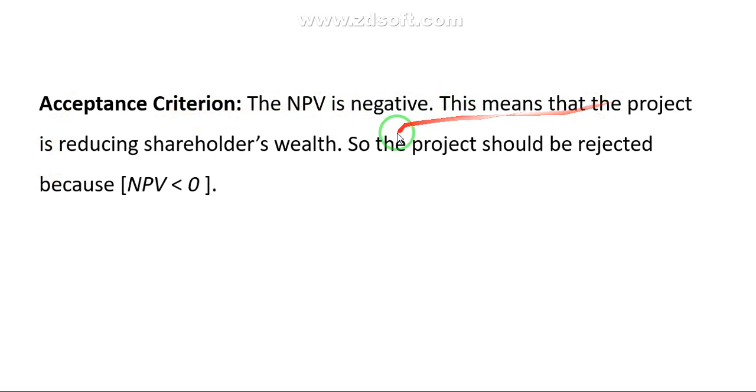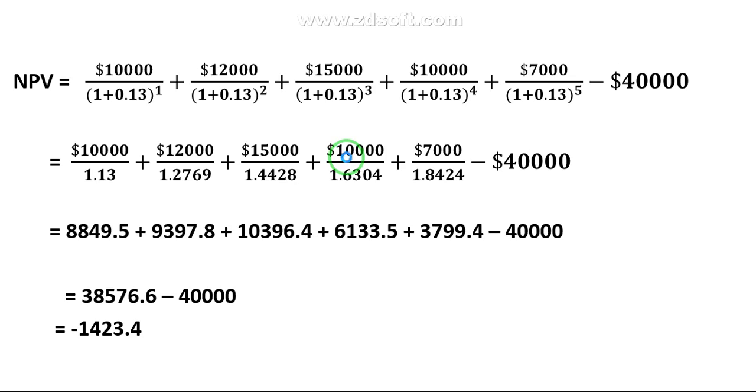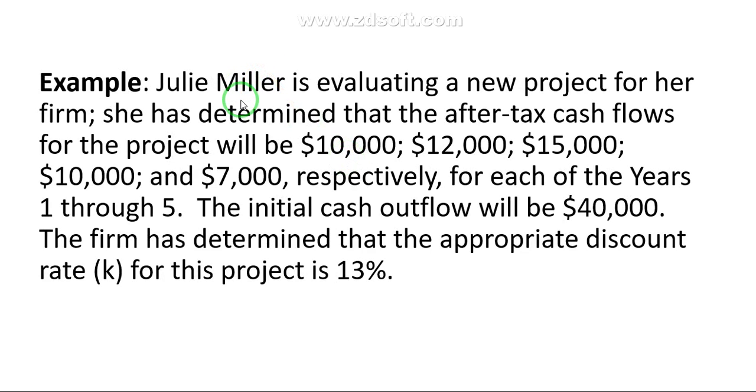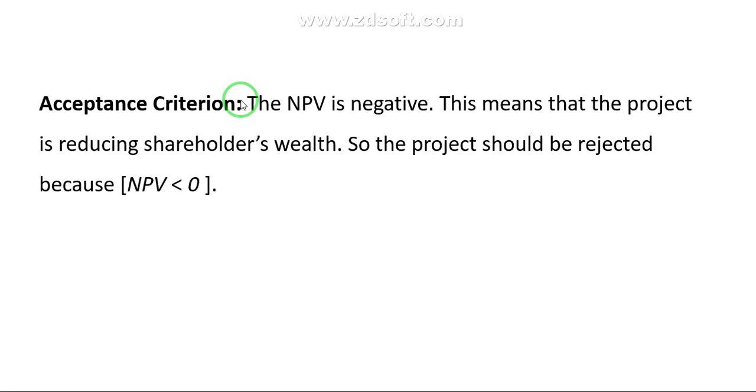The NPV is negative. This means that the project is reducing shareholder wealth. It is not beneficial or profitable for the firm. That's why this project is going to be rejected.